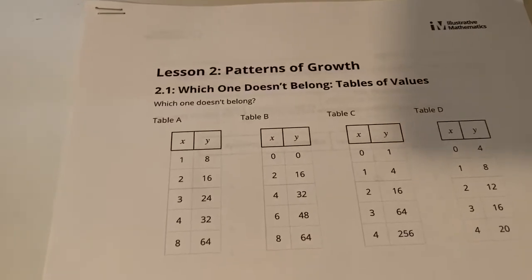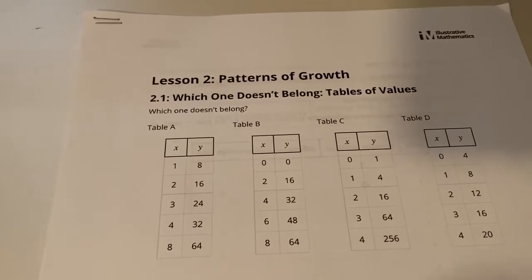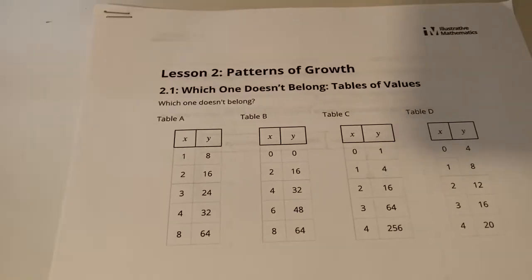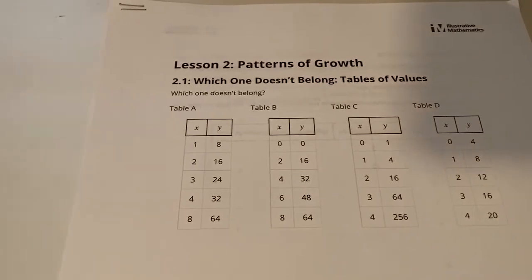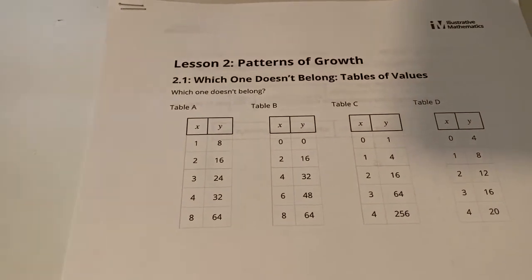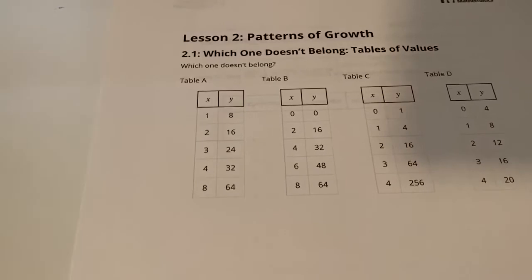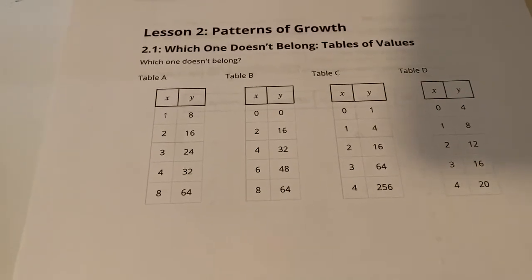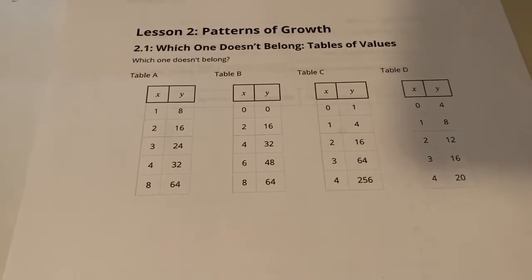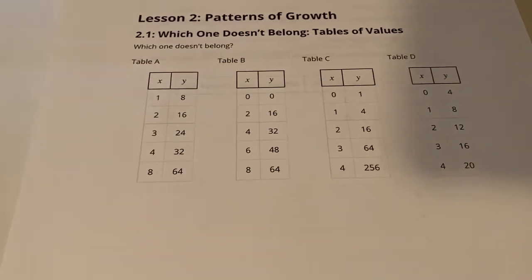This is Illustrative Math, Algebra 1, Unit 5, Lesson 2, Patterns of Growth. And so 2.1 is saying which one doesn't belong. We have tables of values, and you're looking at these 4 tables to see which one doesn't belong.